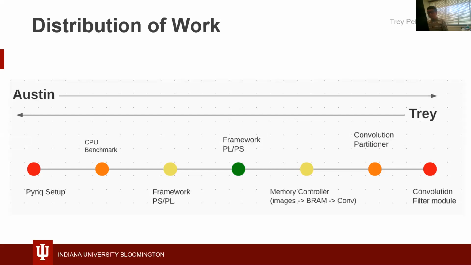And then there's the pink setup, the CPU benchmark. And as we start getting to the processing subsystem framework, we would need more collaboration between us two. But say if I'm starting to struggle with the convolution partitioner or the memory controller, Austin can complete that in due time. So that is our distribution of work, and that concludes our presentation.